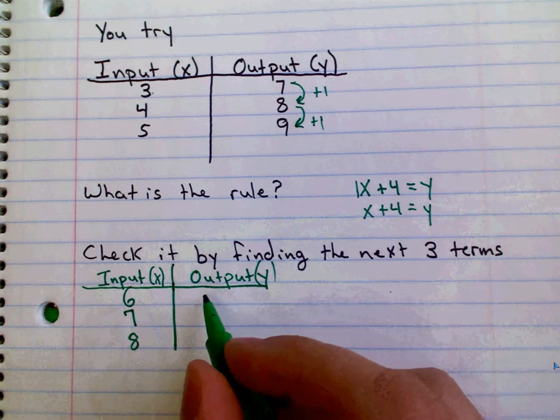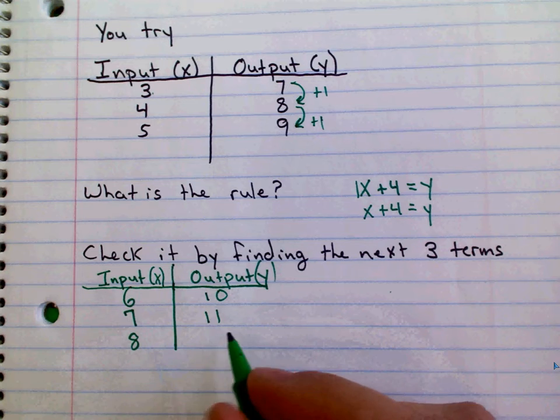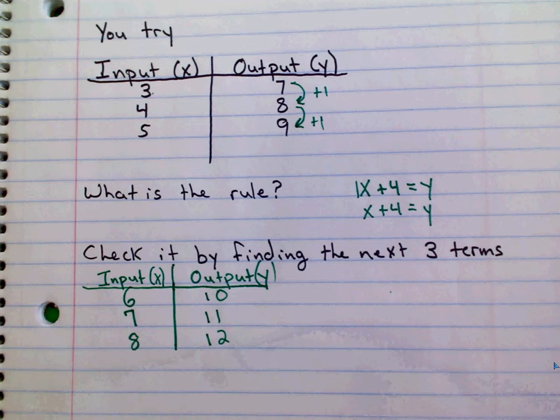So 6 plus 4 is 10. 7 plus 4 is 11. 8 plus 4 is 12. All right?